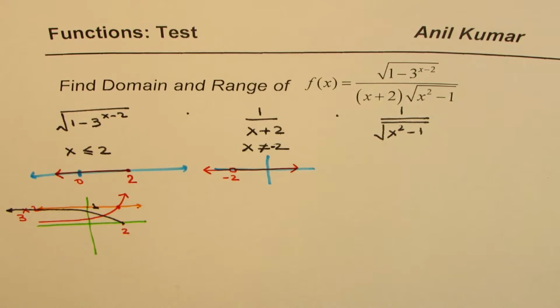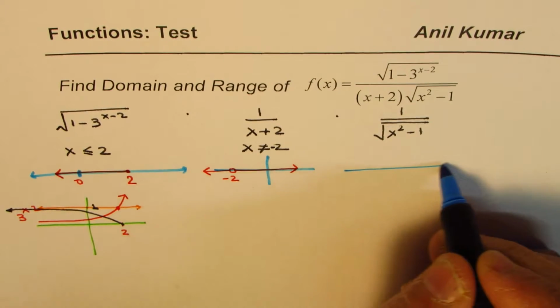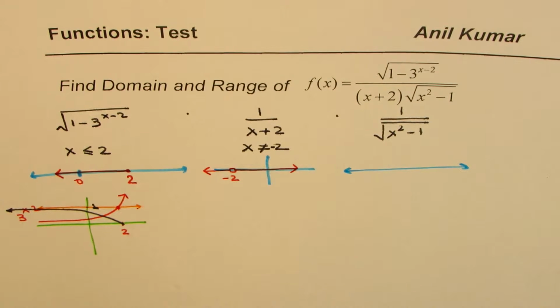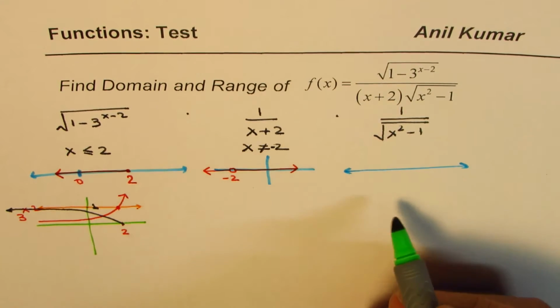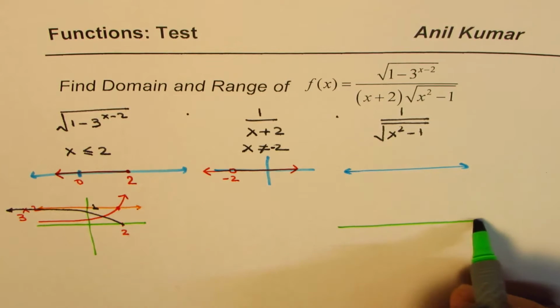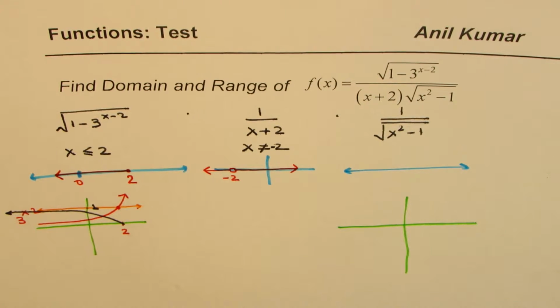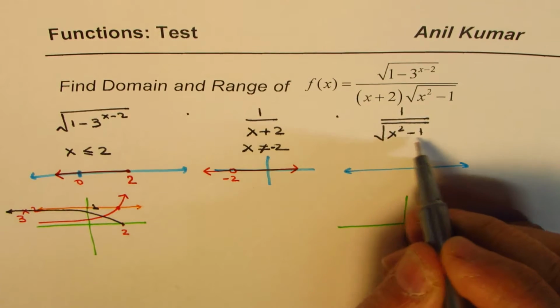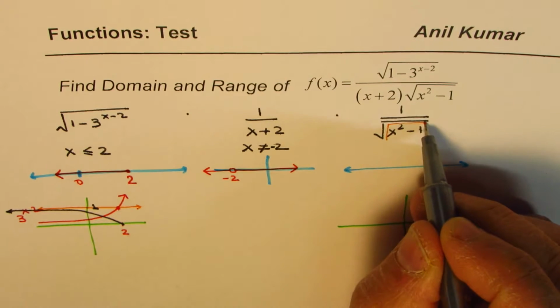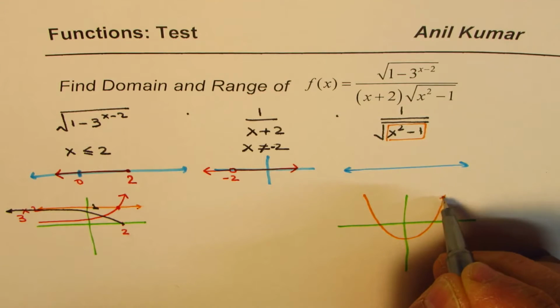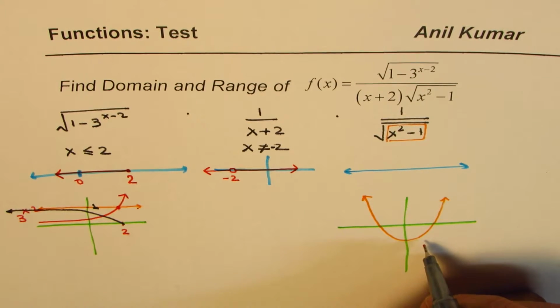Now how about the third one? We need to analyze this one a bit more so that we get an idea of what the domain of this function should be. As we did for the top portion, we'll break it down into smaller pieces and then do the needful. So it's a good idea to sketch the x square minus 1 graph first. X square minus 1 means a parabola which goes like this. So that is the parabola.